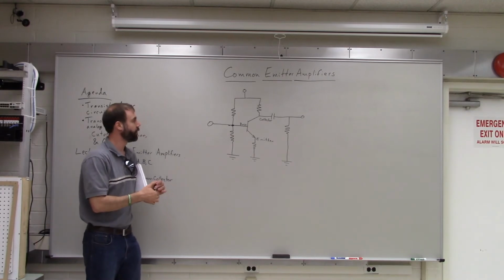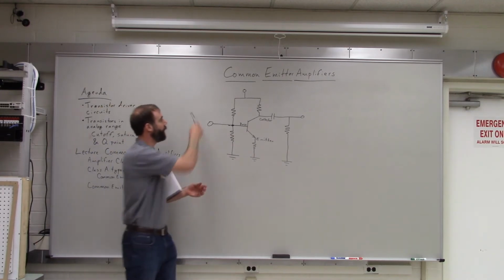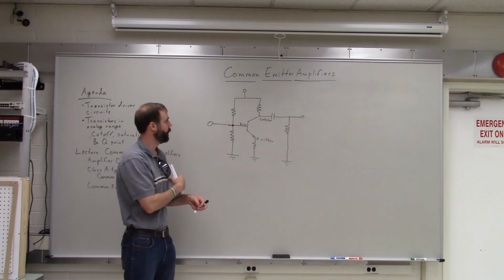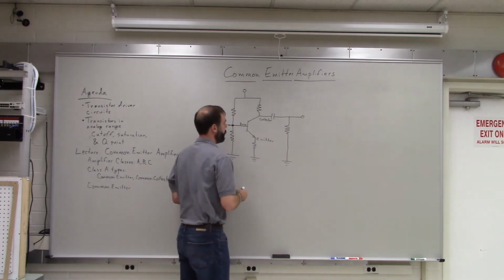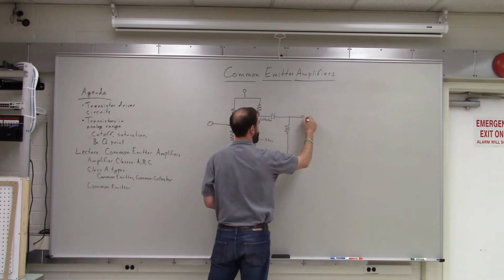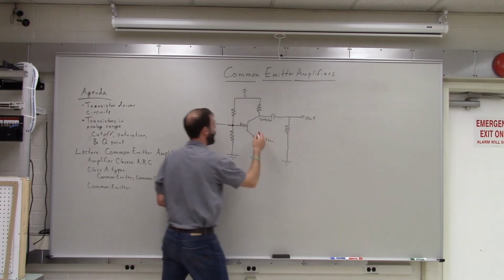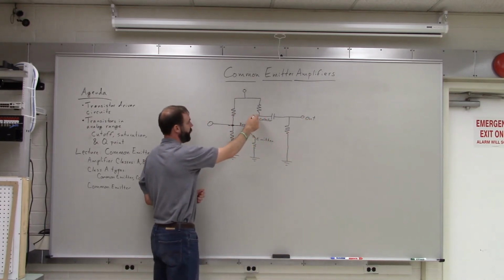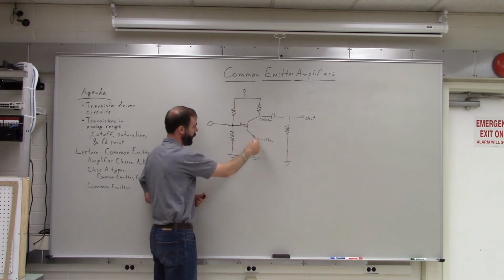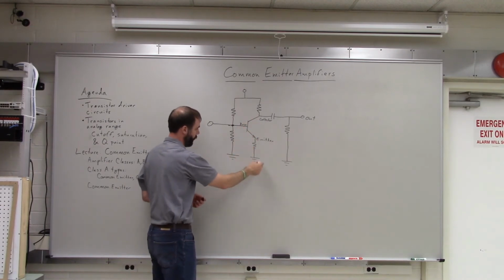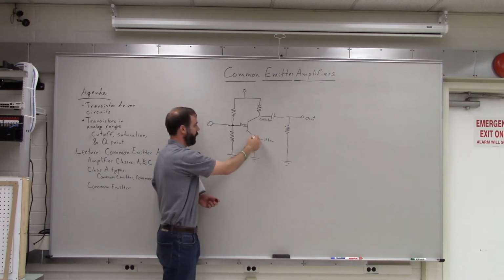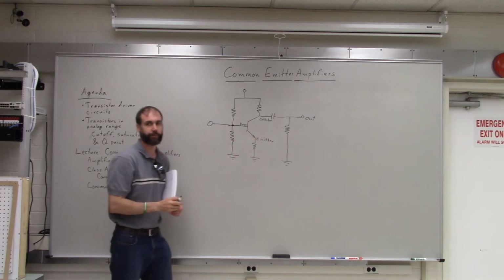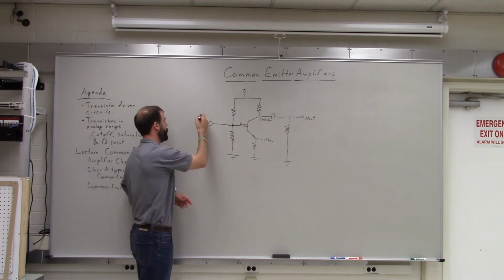So first of all, you might ask why we call it a common emitter amplifier. Well, what happens is that our output is here, and that's connected to the collector. The emitter is going to ground. Ground is also known as common, so it's a common emitter amplifier. Okay.